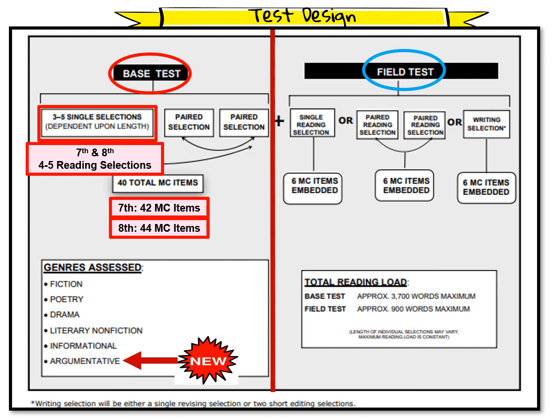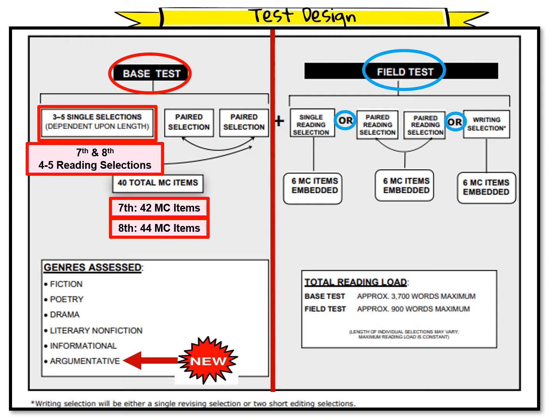They might get a single reading selection with 6 multiple choice items embedded, or a paired selection with 6 multiple choice items embedded, or a writing selection. But these are only, notice, 6 multiple choice items. And that is in regards to revising or editing. Okay, so that's what I wanted to let you know about the field test.